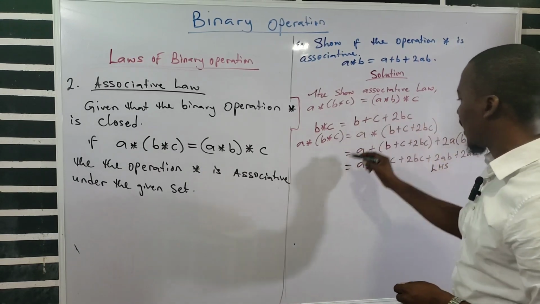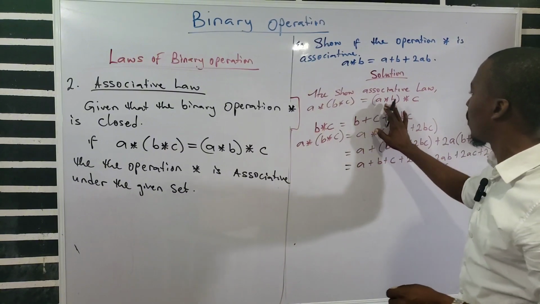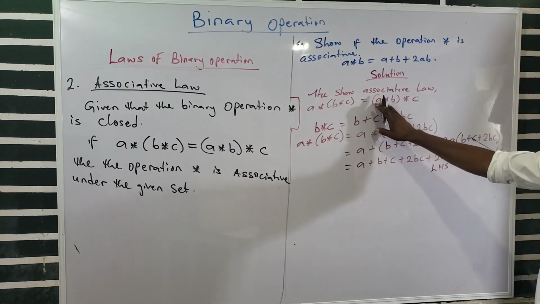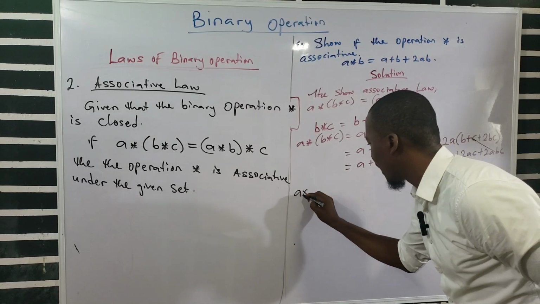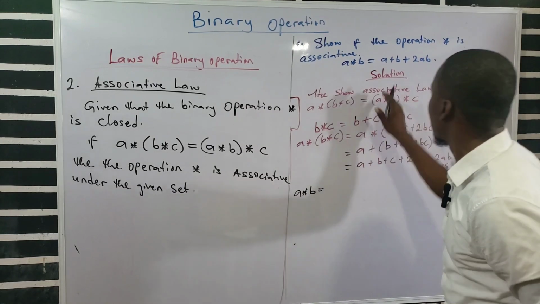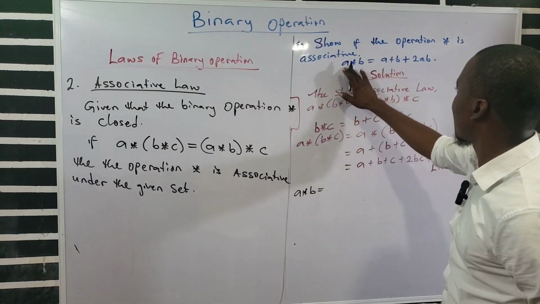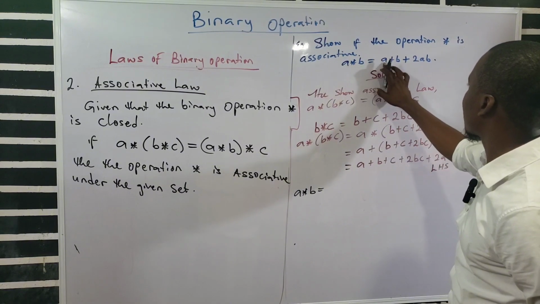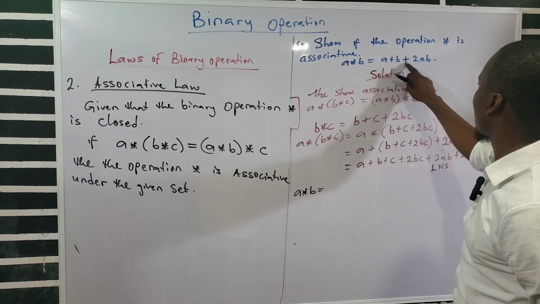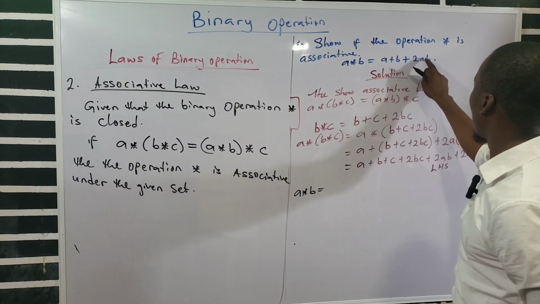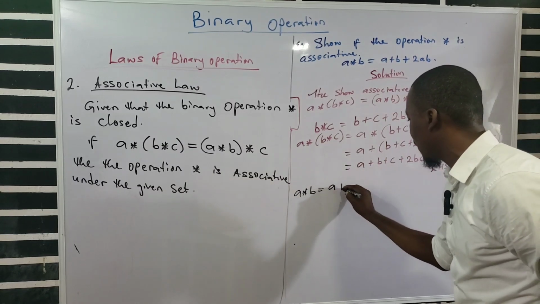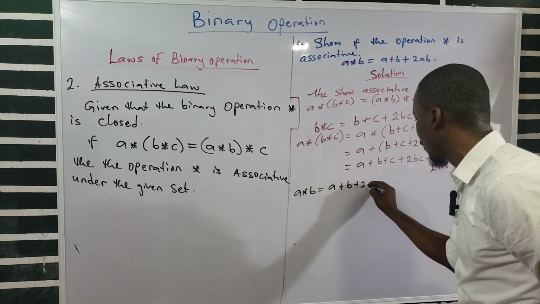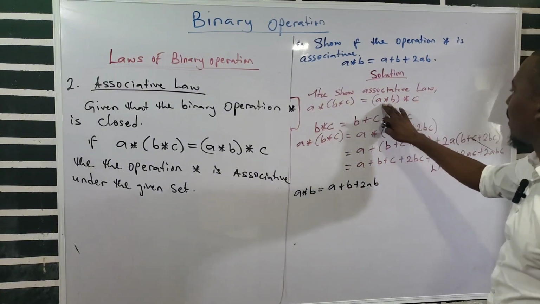Underneath our right hand side, we first of all have to look at A binary B. So A binary B will give us, obeying the rule of combination, the first term plus the second term plus 2 of the first term and the second term. So that will give us A plus B plus 2AB. So we have gotten our bracket.